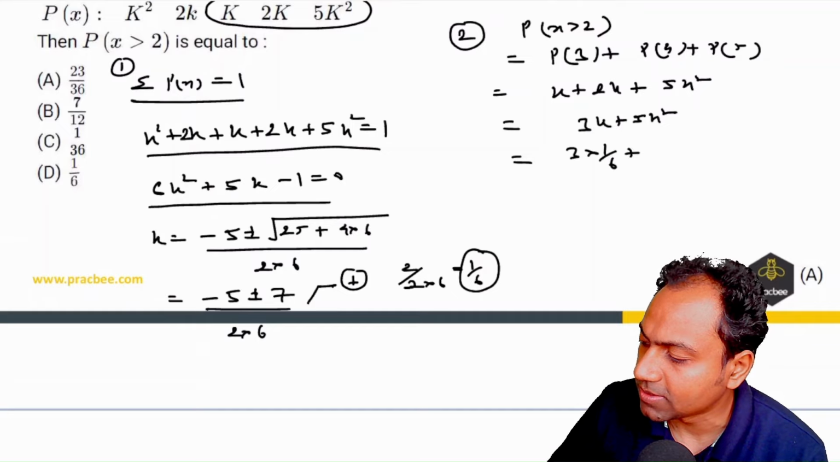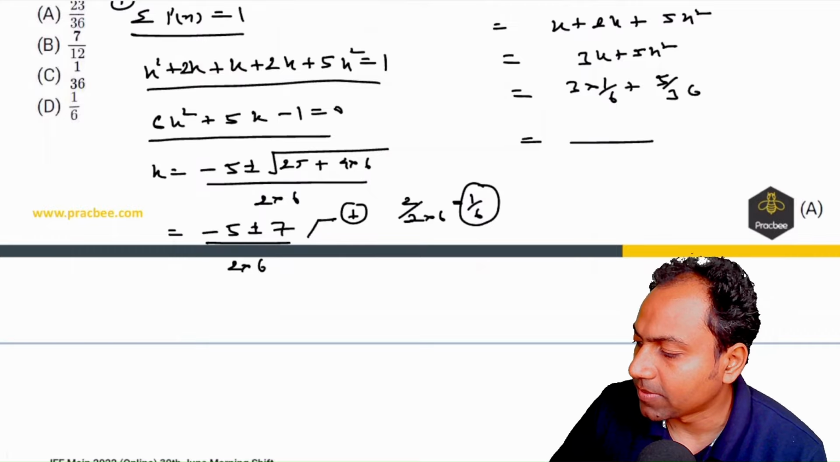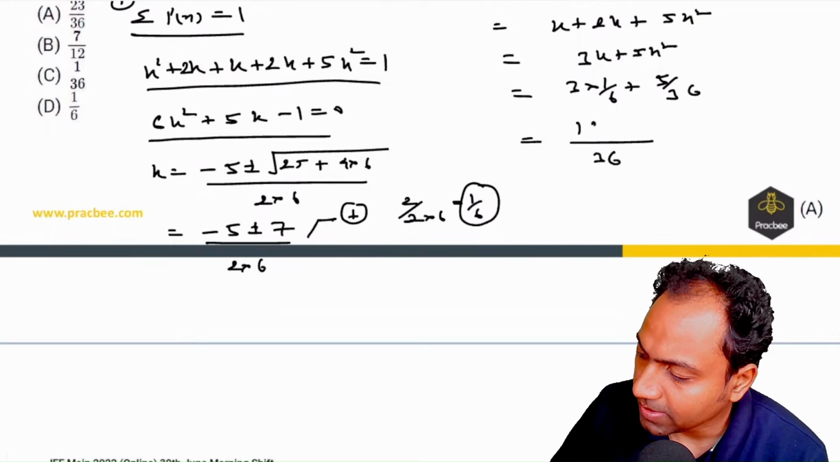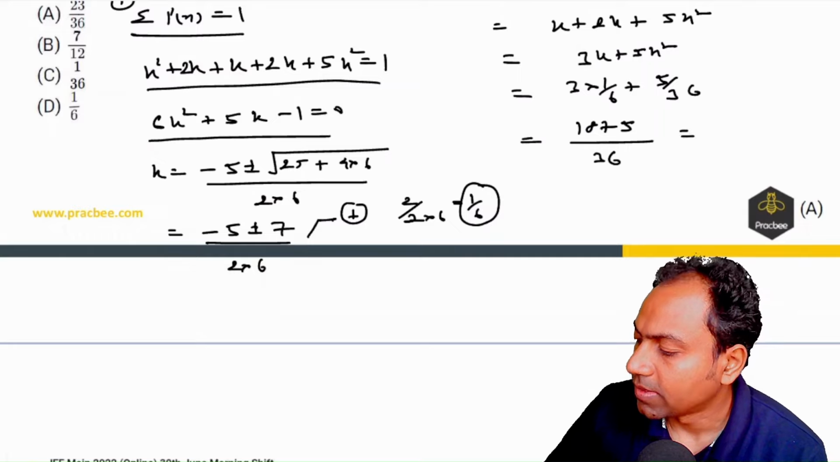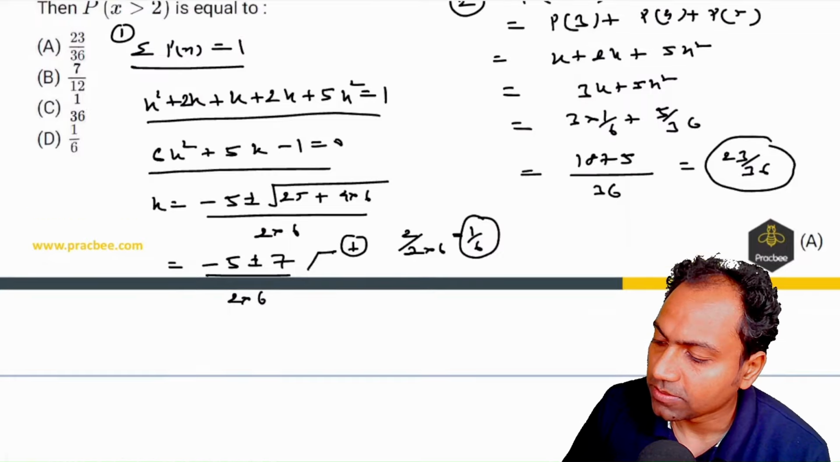If we simplify this by putting k as 1 by 6, I should get my answer. So this is 1 by 6, and this is 5 by 36. If you take the LCM, this will become 36, so this will become 18 plus 5. 18 plus 5 is 23 by 36. And that is option A.